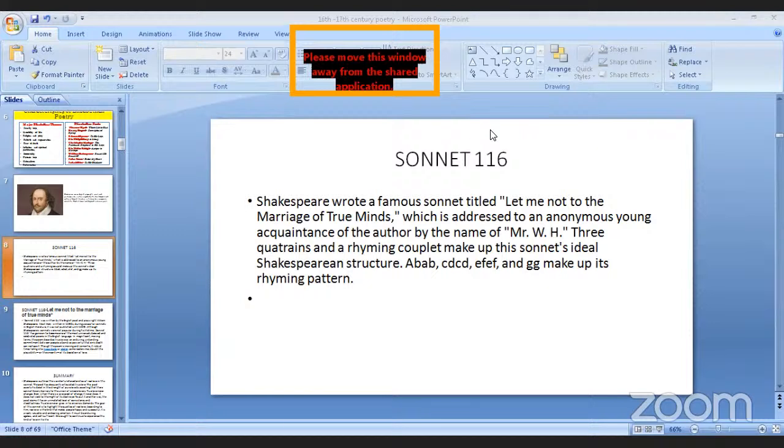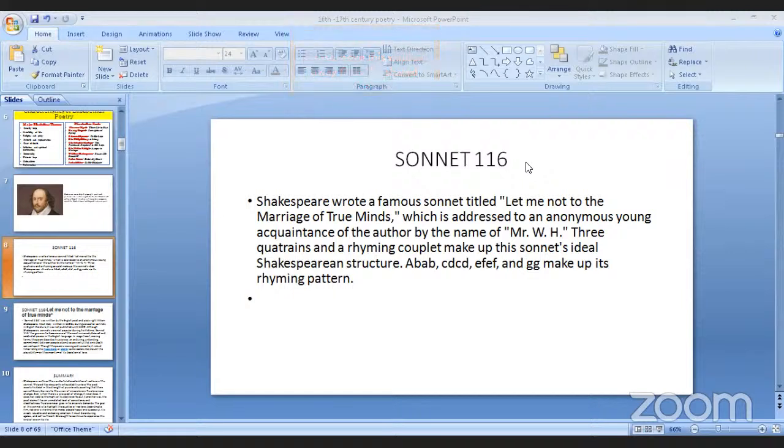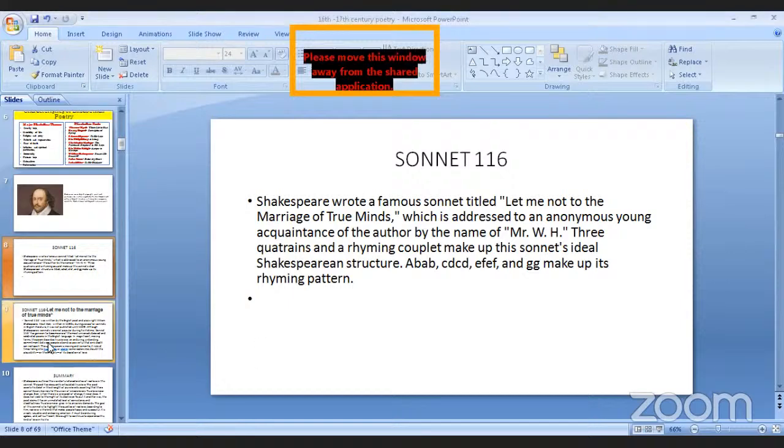So sonnet 116, let me give you the title. The title will be Let Me Not to the Marriage of True Minds. He wrote this sonnet, which is addressed to an anonymous young acquaintance of the author by the name of Mr. W.H. Three quatrains and a rhyming couplet make up this sonnet's ideal Shakespearean structure. That is A, B, A, B, C, D, C, D, E, F, E, F, and G, G make up its rhyming pattern. Right.